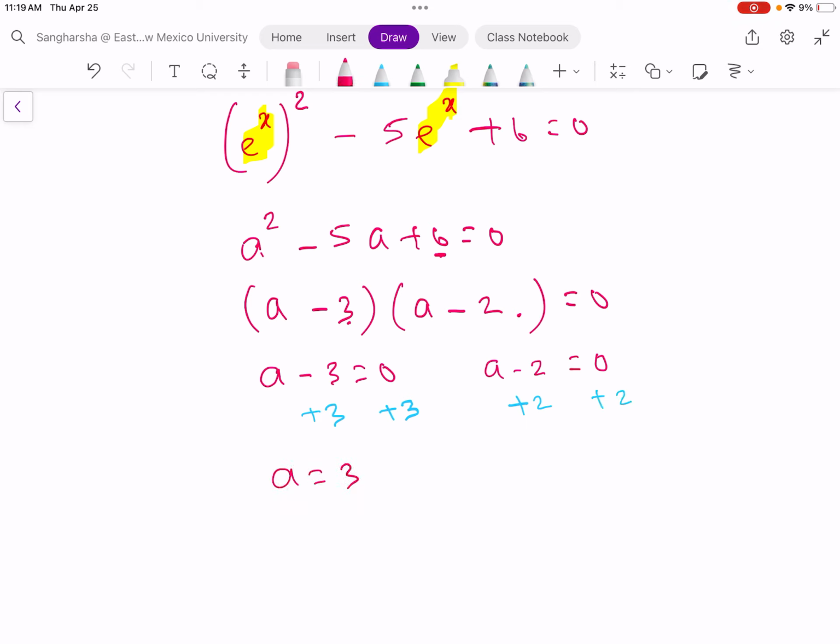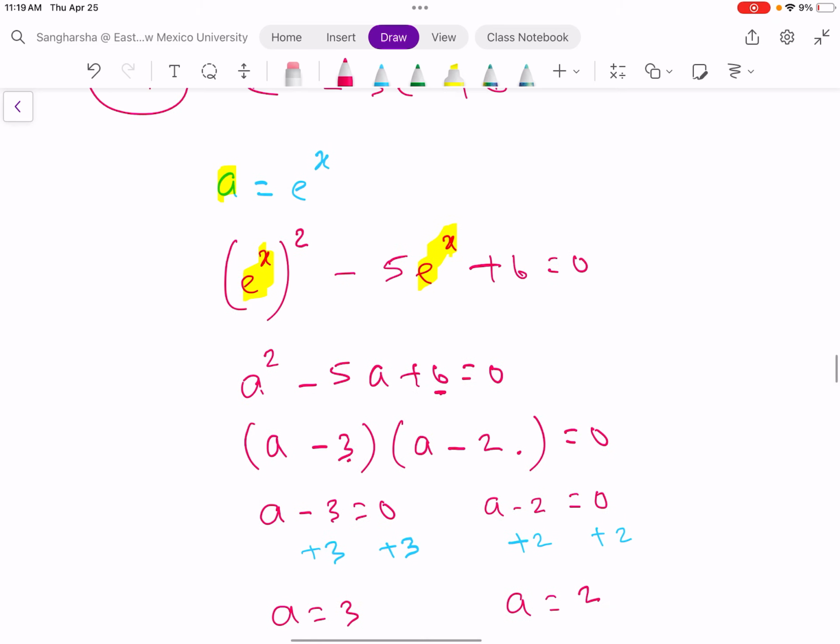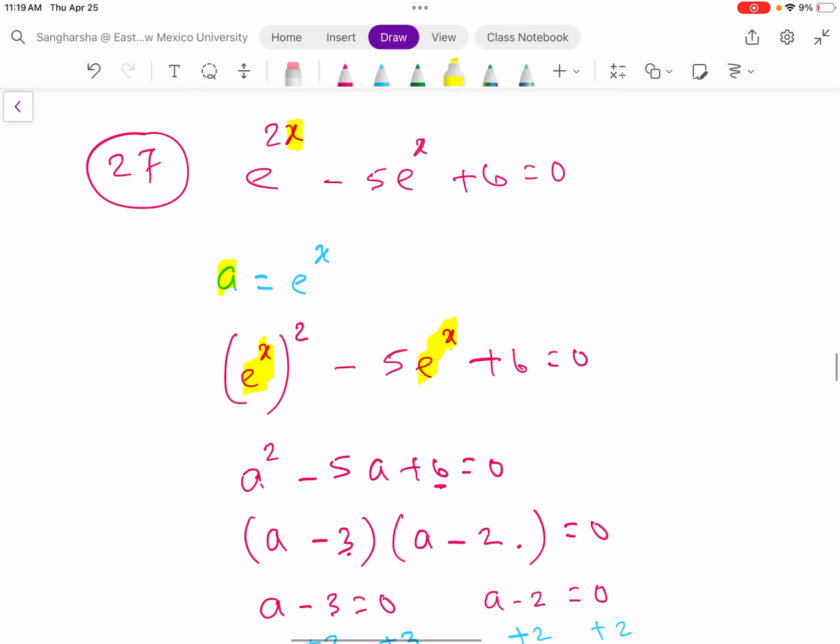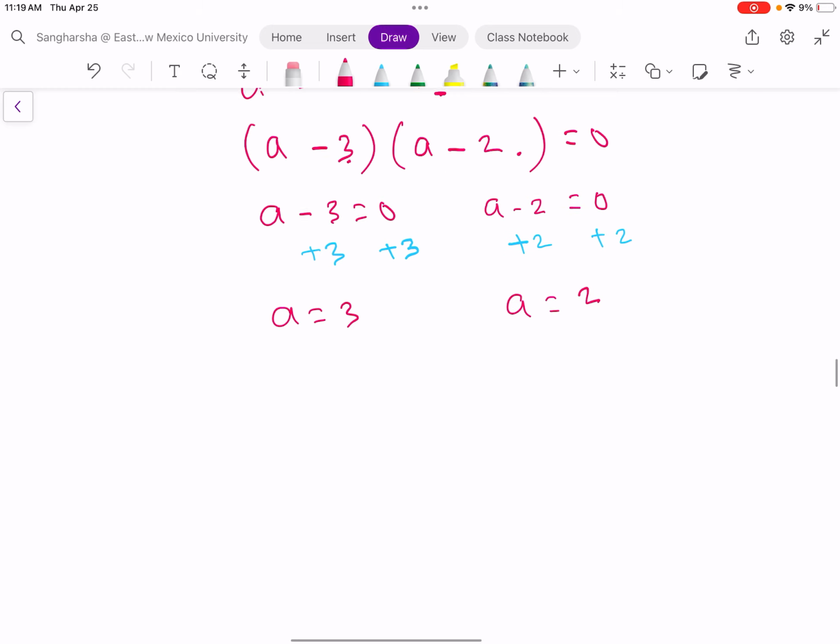Our a is 2. But in this equation, are we solving for a? No, right? We are solving for x. Our x is the variable. So we are solving for our x. But our a is e to the power x. Now let's substitute our a as e to the power x. So we have e to the power x equals 3, and e to the power x equals 2.